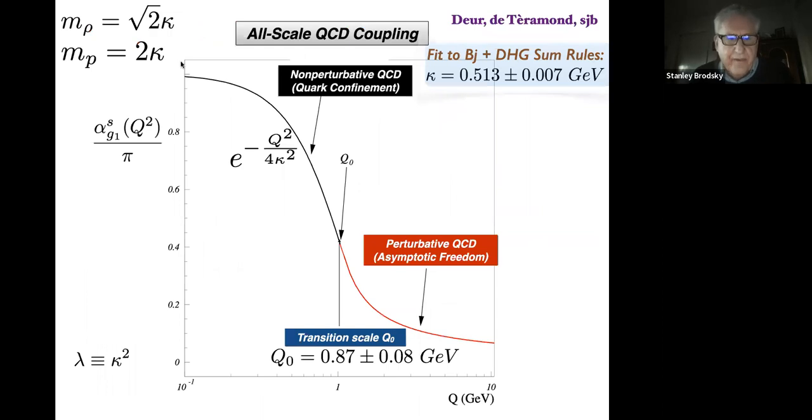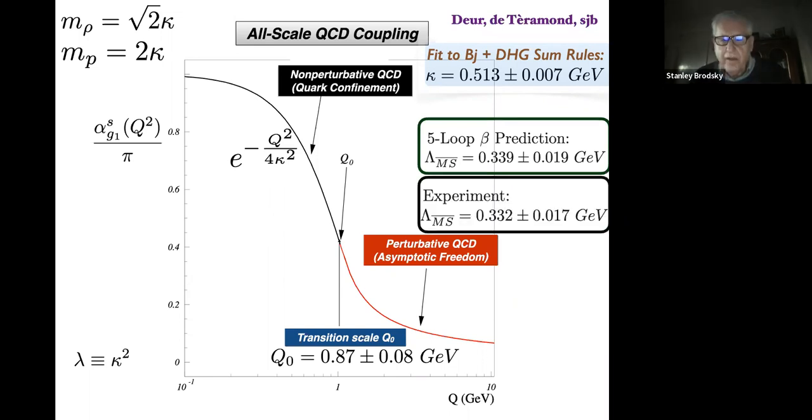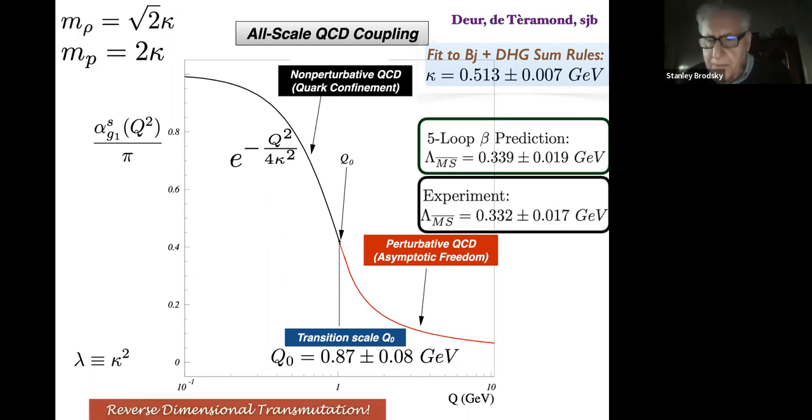Now that means, in fact, that you predict that the real running coupling in QCD that you measure actually has a Gaussian shape, and then at scale Q0, perturbation theory takes over, and then you get the perturbative QCD asymptotic freedom. So Alexandre Deur, Guy de Téramond, and I developed this thing. We use the five-loop β function here. We compute the transition scale because κ is fixed. And you get a five-loop prediction, and you can predict Λ MS-bar.